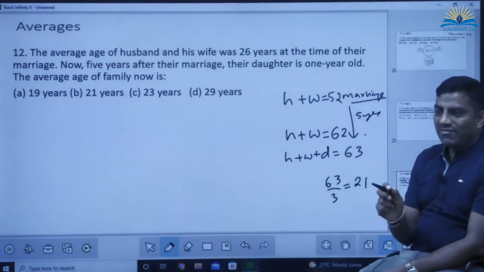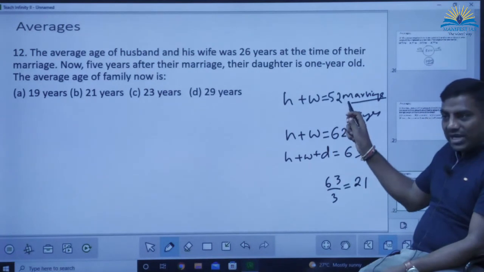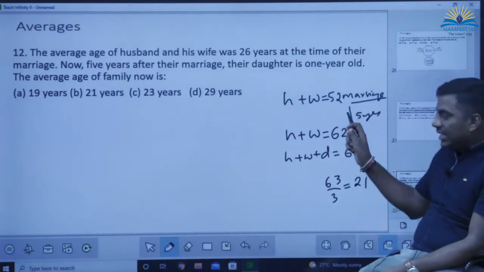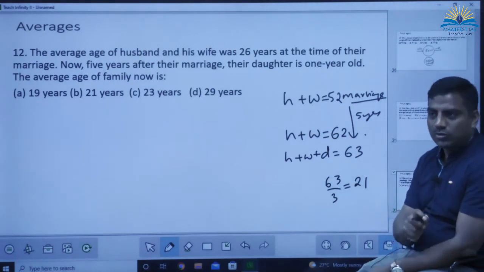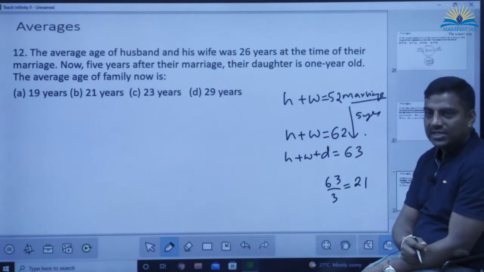Fine. Only one mistake people make: while writing from here to here, they will write 57. That should not be committed, because you have to increase the age of both.